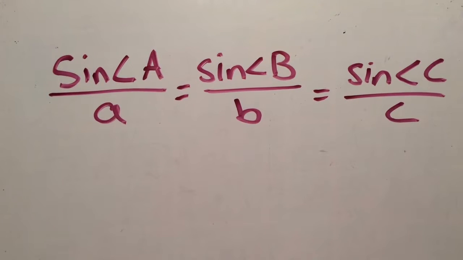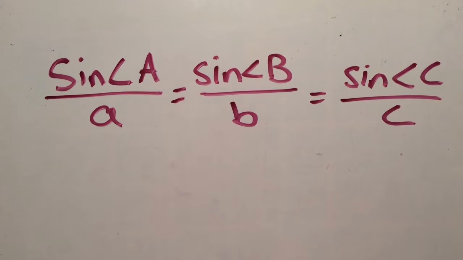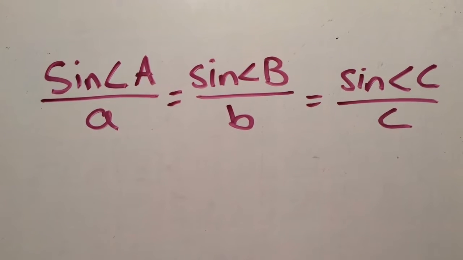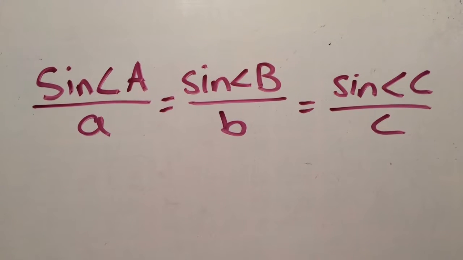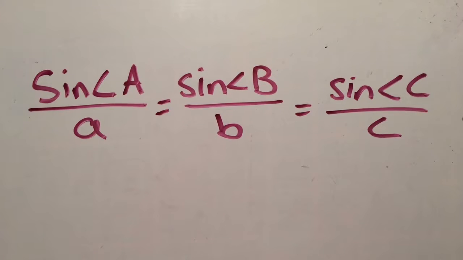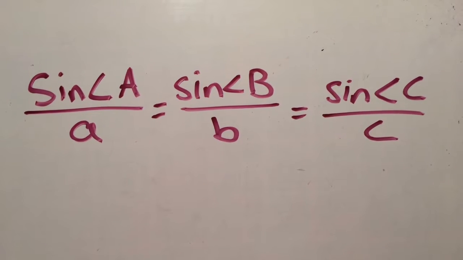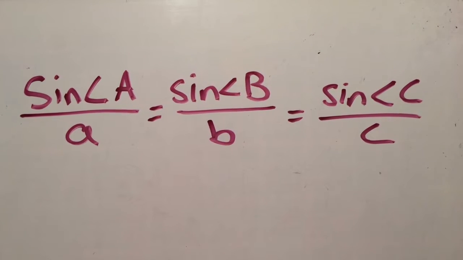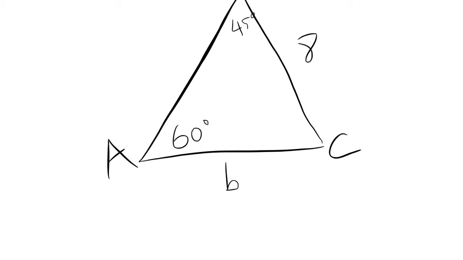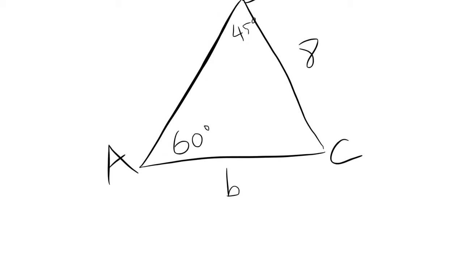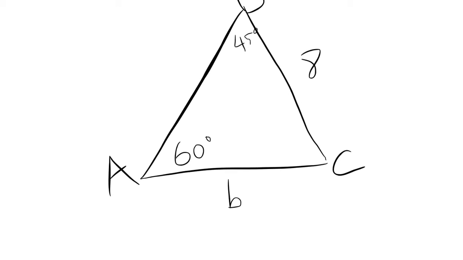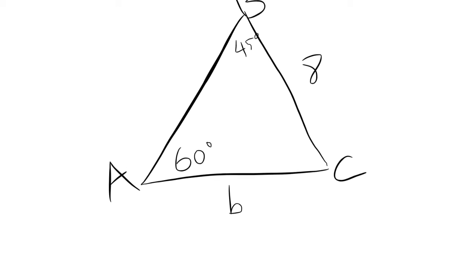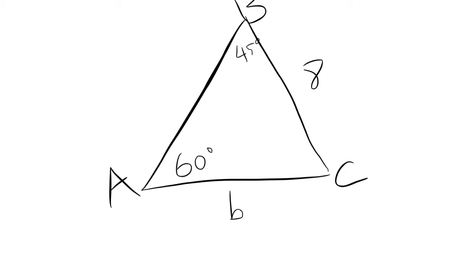The equation consists of 3 parts, and to solve for something, we can take 2 of those 3 parts and set them equal to each other in a proportion to solve for an unknown variable. If we know 3 of the 4 parts in a proportion, we can solve for the last one. So, for example, say we know the measure of angle A and side A. We also know the measure of angle B, but don't know the side B. Suppose we want to solve for side B.